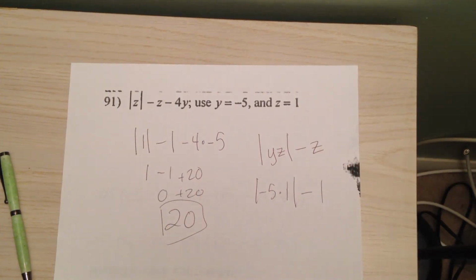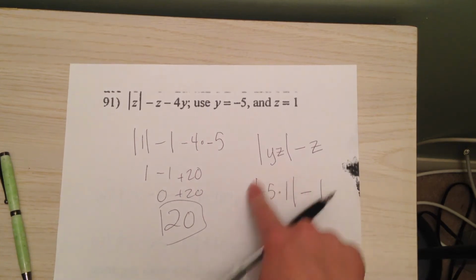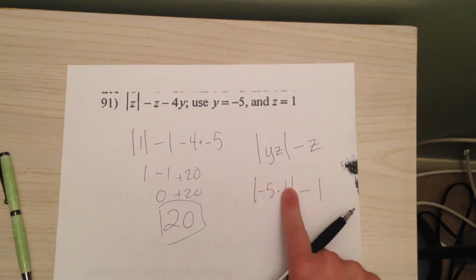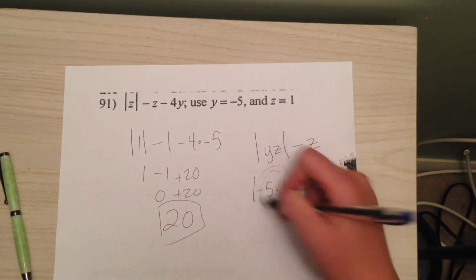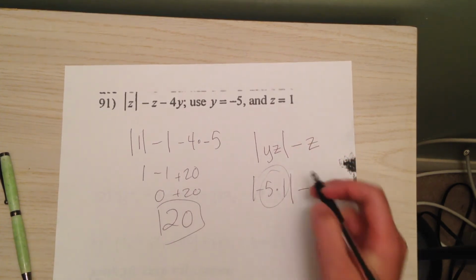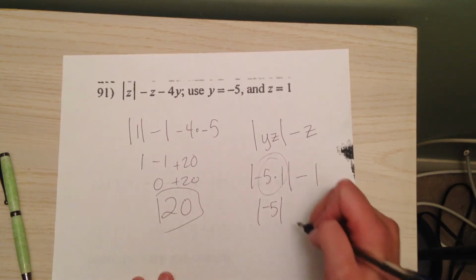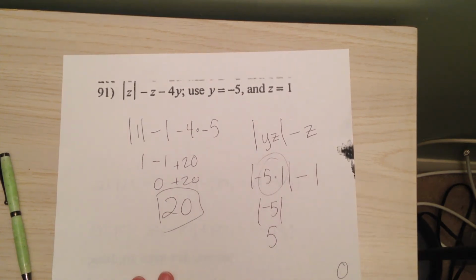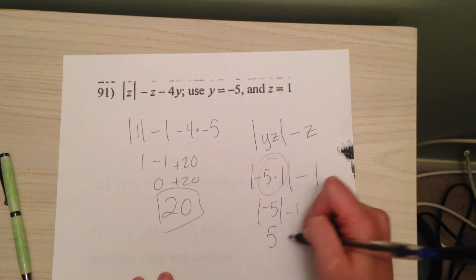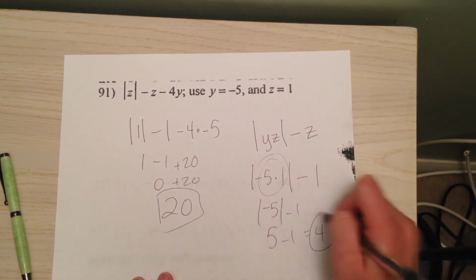So for this one, before you change the signs, make sure you get this down to one number inside there. So that's -5 times 1, that's -5. Now the absolute value of -5 is 5. So then I can just tack on this -1 and say that the final answer is 4.